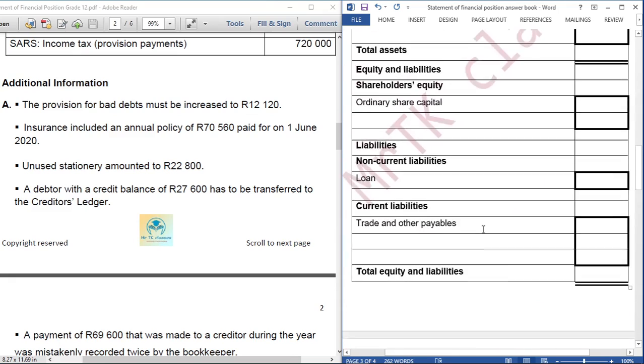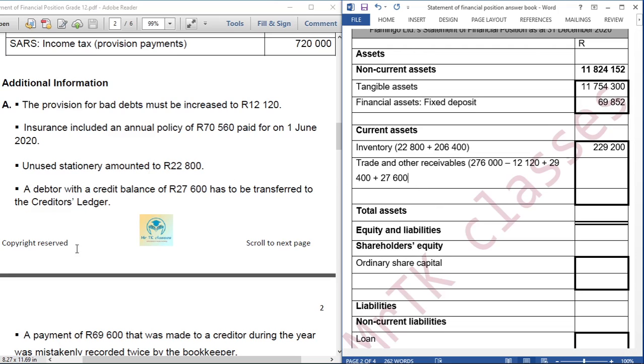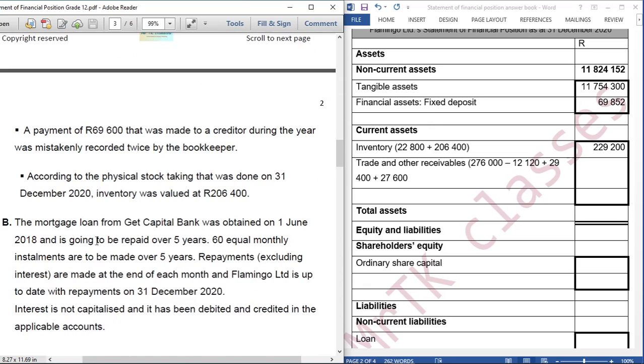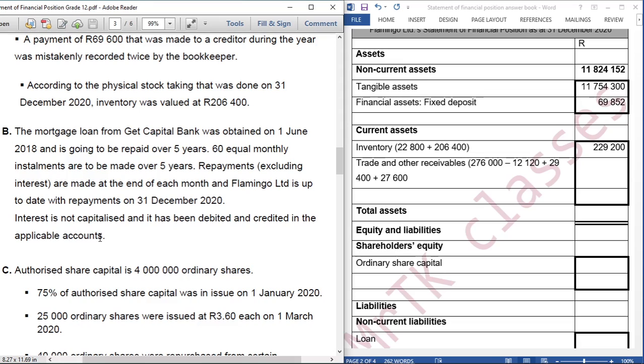All right, let us go back. Okay, we can see we have this one. A payment of 69,600 that was made to a creditor. All right, so this will go under liabilities. Let us skip that.